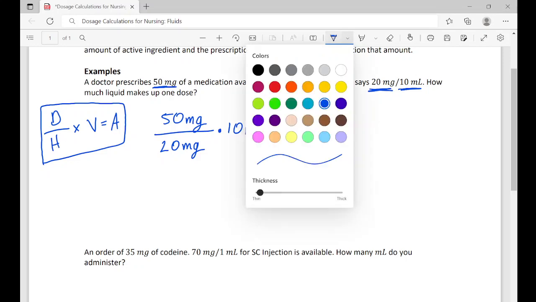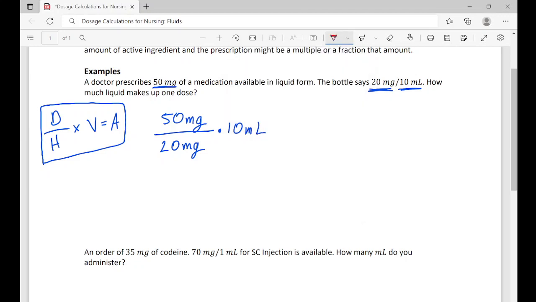And now I am going to cancel. So the milligrams cancel out, like so. And then 50 over 20 is actually going to reduce down to 5 over 2. And then we can even go another step further. 2 can cancel out with 10. 2 can go into itself once, and 2 can go into 10 5 times.